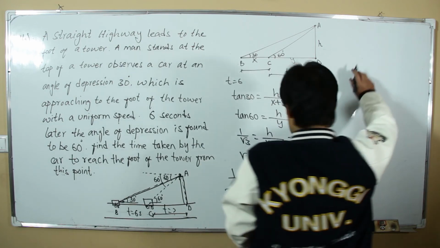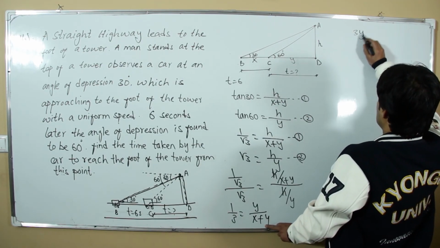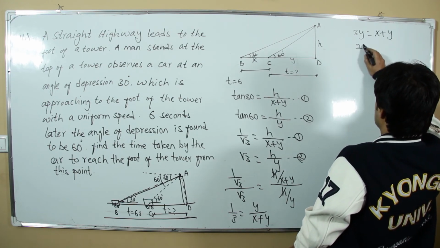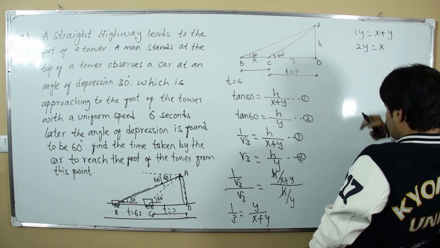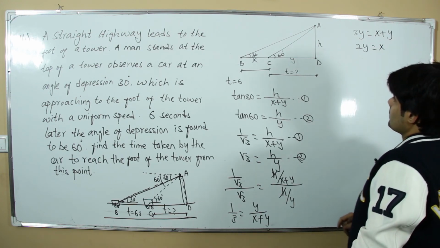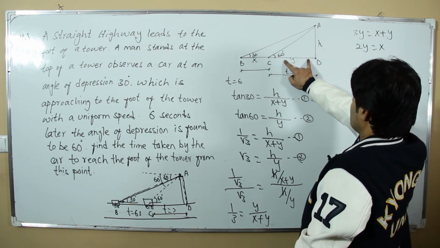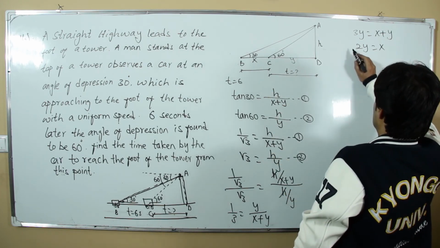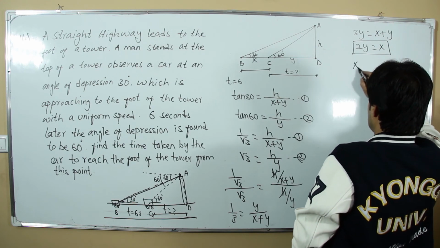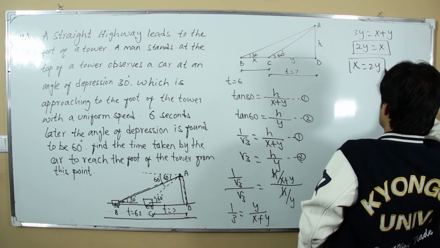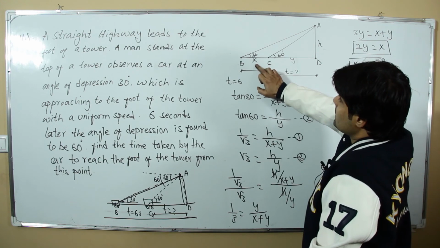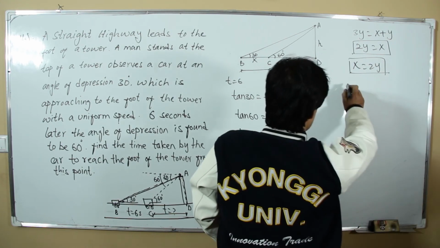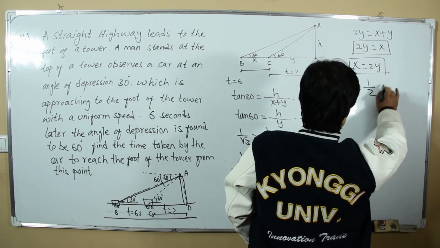If you simplify this one, it would be 3y is x plus y, and we have 2y is equal to x. It means this is 2y and this one is x. X is 2 times of this one. Distance x is 2y. What do you mean x is 2y? It means this distance is 2 times of this one. It means y is half of x.